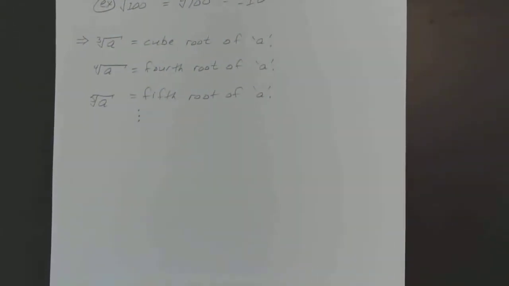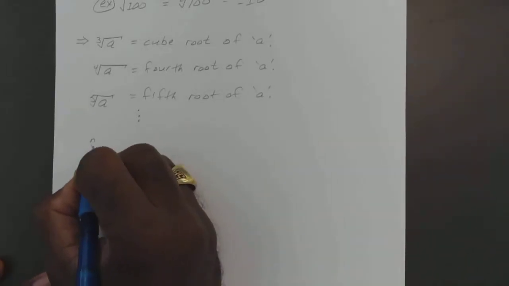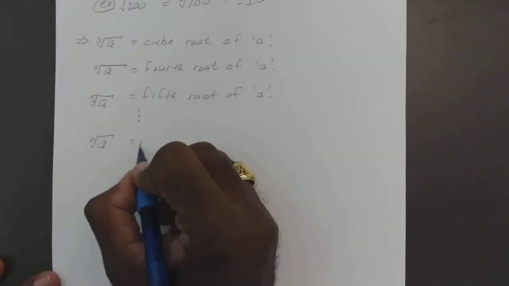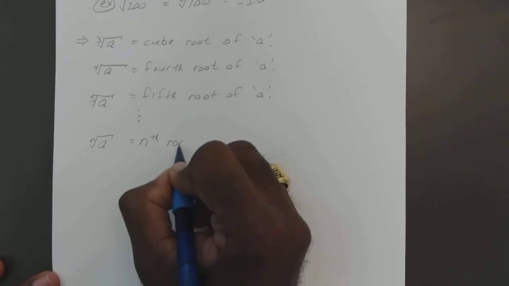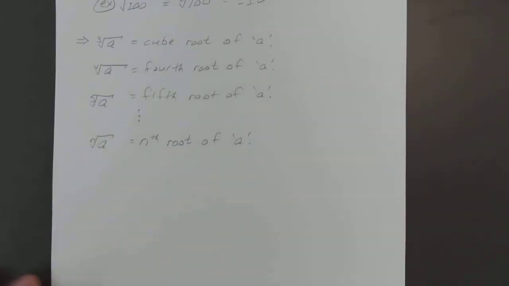Okay, so it can go all the way down to whichever number you decide to pick, so we'll call that the nth root of A, where n can be any number you pick. Okay, so any questions so far?